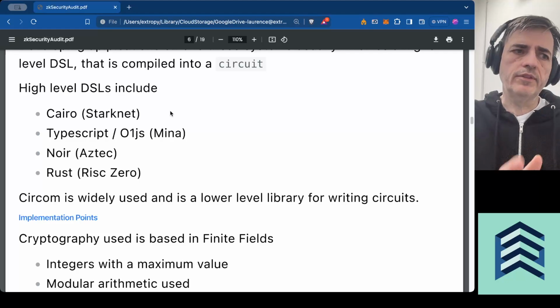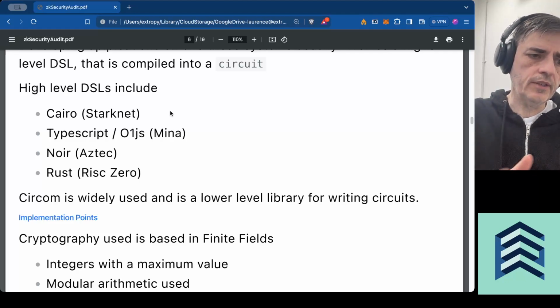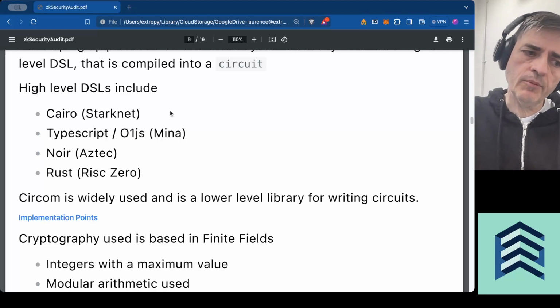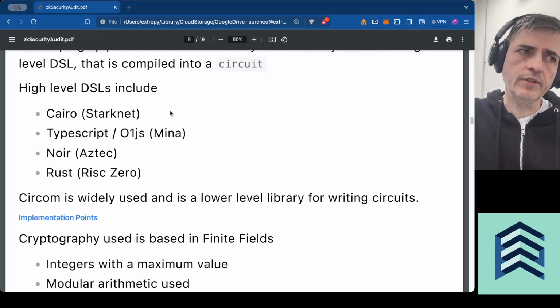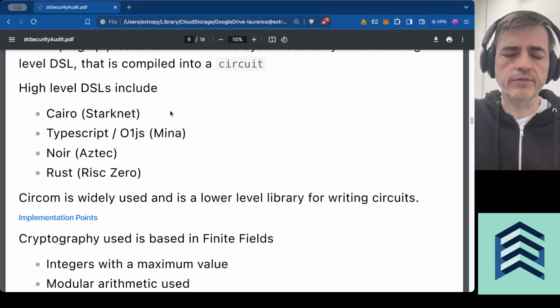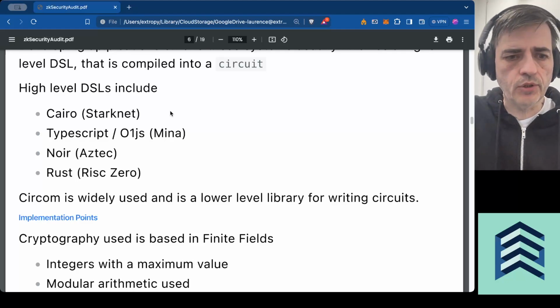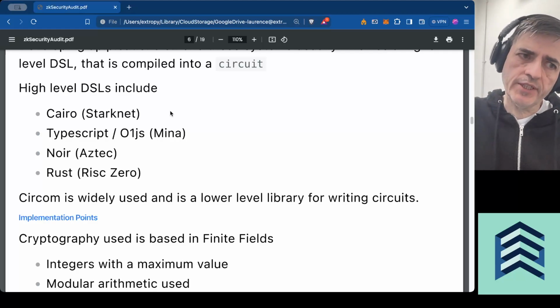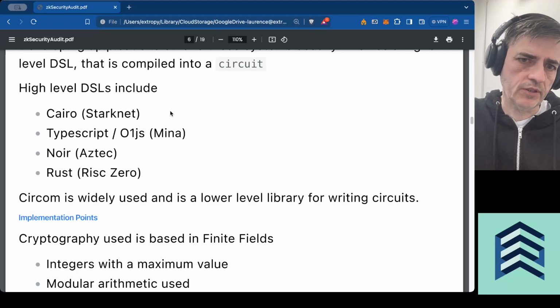And this language and the concepts about a circuit do intrude into the higher level languages. You do have to be aware of them. And when you are looking at the security of these protocols, there is a great emphasis on looking at this kind of representation, the circuit representation.